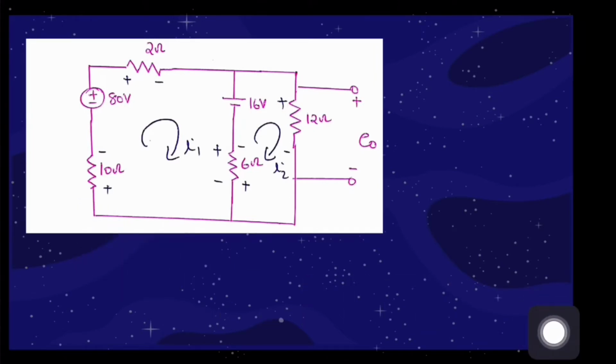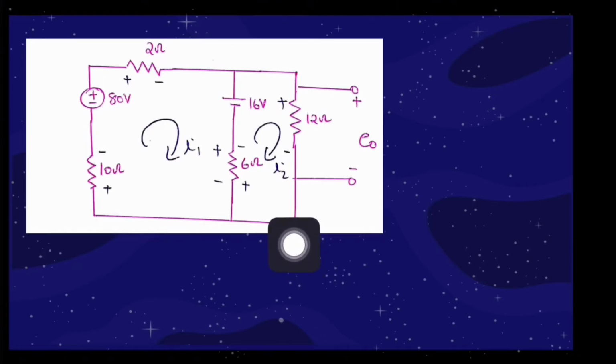Now we are going to perform mesh analysis in the network for determining the unknown quantity E0. As you know, for performing mesh analysis, first we have to make sure it's a planar network. How can we check whether it is a planar network or not? Any guess? Alright, a network is said to be planar if it can be drawn on a plane surface without any crossovers. Is there any crossover present in the network? No. So it's a planar network and we can use mesh analysis to find its solution.